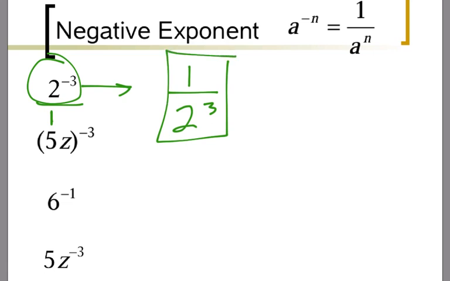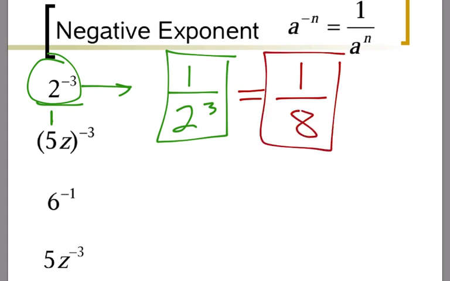Now you might need to further simplify this because some of them are small. If it's like 2 to the third, we can simplify that. If they're huge, then that's another thing. But I've got 1 over 2 to the third, that's just 8. So the answer is 1 over 8. Okay, so if it's small, I probably need to simplify it. So let's take a look at the next one.